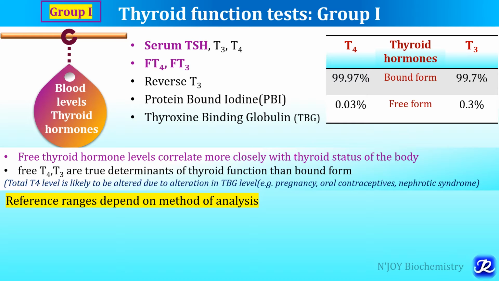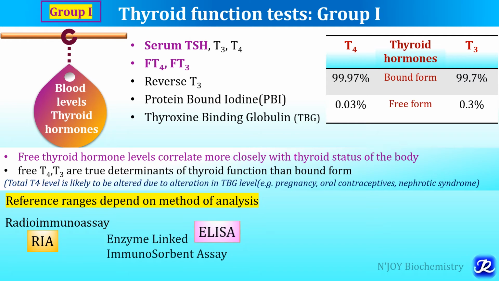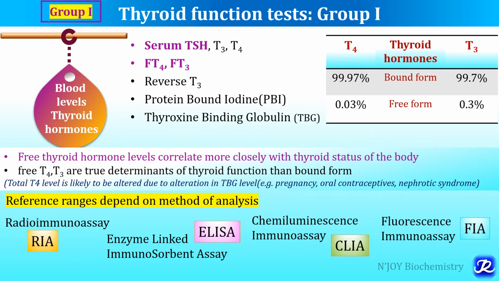Different thyroid function blood tests must be done on the same day, and they also need to be in the same units of measurement, as different methods have different units. Now what are the various methods used to estimate these blood levels of thyroid hormones? The first method is radioimmunoassay. Second, enzyme linked immunosorbent assay, ELISA. Chemiluminescence immunoassay, CLIA. Fluorescence immunoassay or electrochemiluminescence is also used. So these are the various methods of analysis of blood levels of TSH, free T3 and T4.